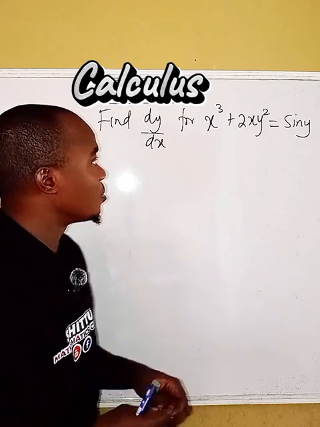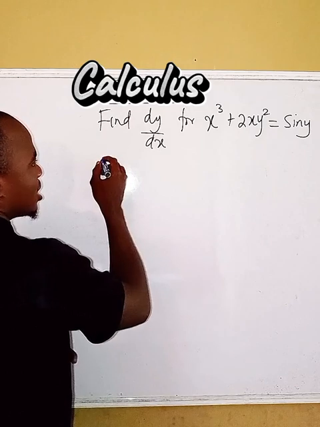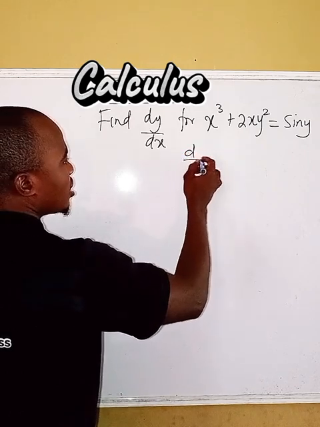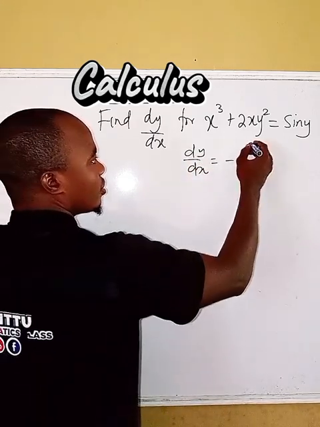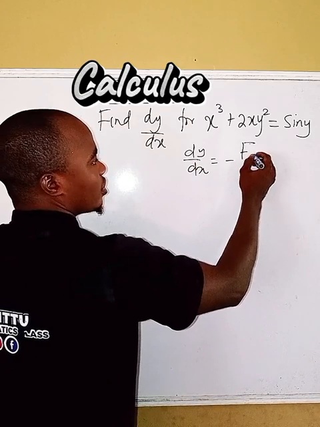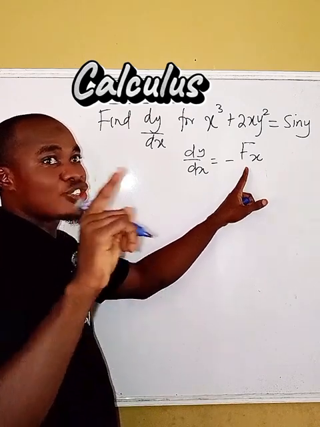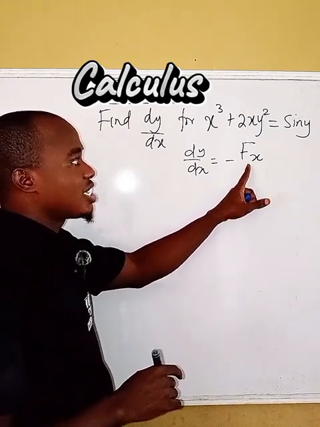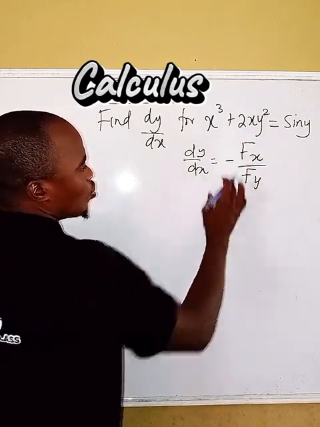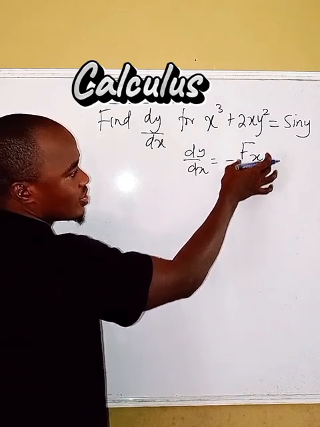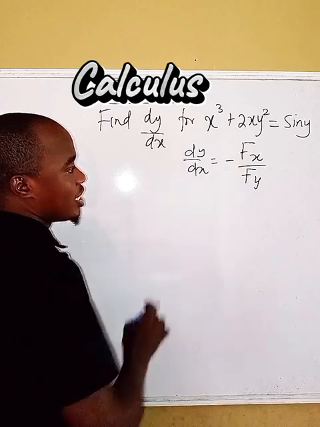in mathematics. Now, what I'm going to do here is that I want you to know that if you want to do this, I can have dy dx to be negative fx. That is partial derivative. That's why I said it's for those in higher classes. So partial derivative of x divided by partial derivative of y. So if you can find the partial derivative of x and the partial derivative of what? Of y, you're going to know what dy dx is.